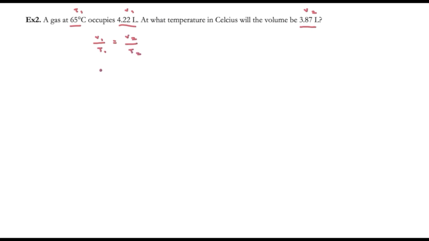My V1 is 4.22. Keep in mind, my T1 is currently in Celsius. It needs to be in Kelvin to do this calculation. So I need to add 273 to it. So this is 338. Just because I ask for your temperature in Celsius does not mean you can leave anything in Celsius. You will get the wrong answer. I will show you what you need to do in 1 second.